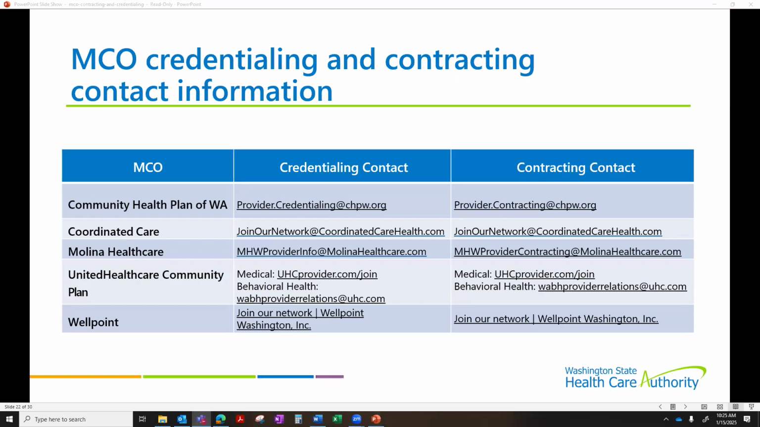Thank you, Bree. So this is a very important slide. This slide has all of our MCO contracting and credentialing information. This is how each of the MCOs can be reached to begin the contracting and credentialing process. This information will be posted and shared for all of the facilities to be able to obtain. So we can go ahead and go to the next slide.